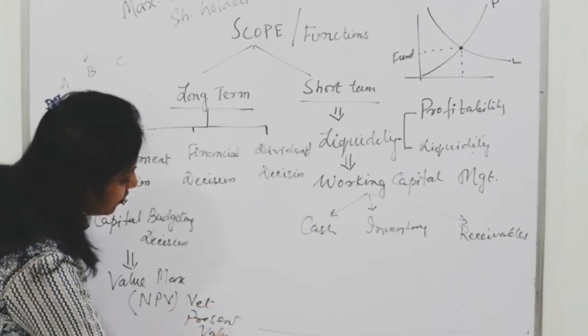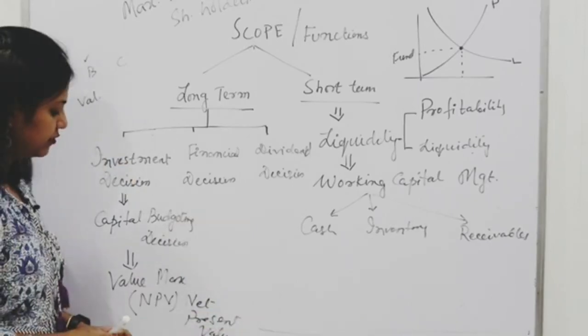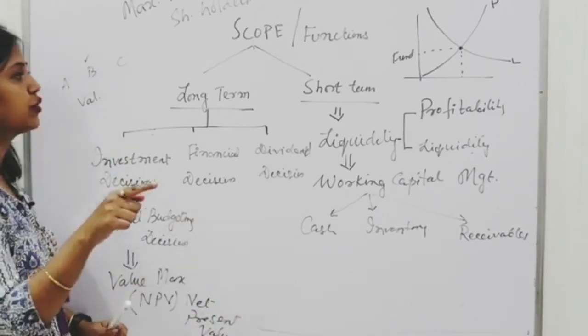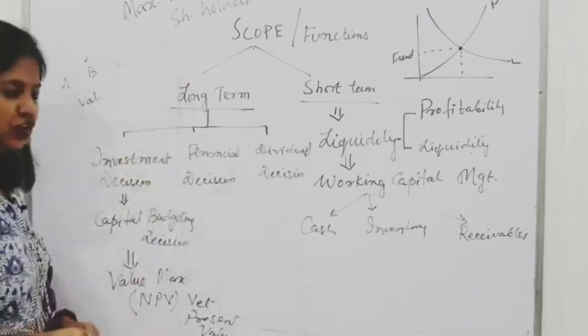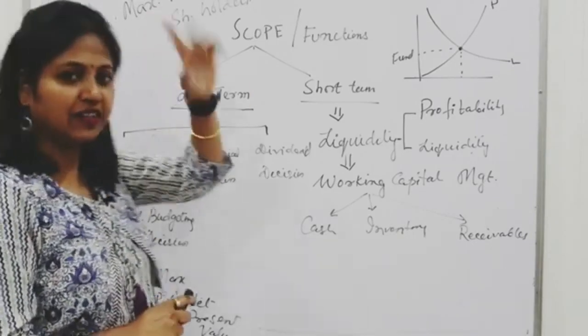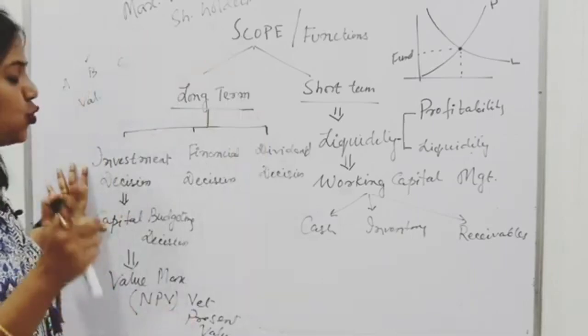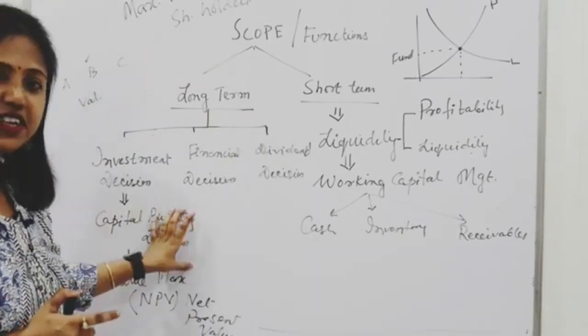A project which gives the maximum net present value will be accepted, because that is the project which gives maximum wealth to the shareholder. We will study this later in some other lecture. This is about the investment decision. As I told you, this is also known as the capital budgeting decision.